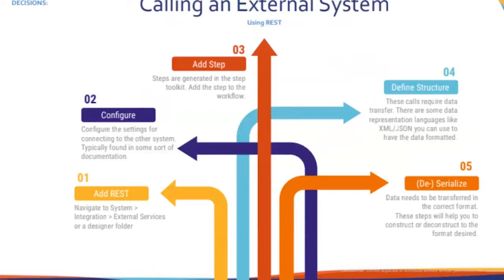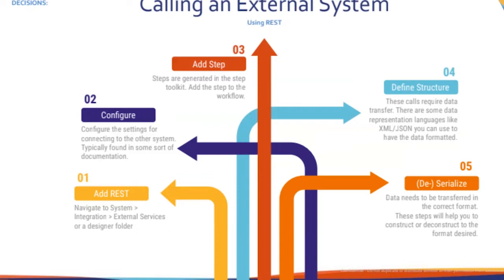When we're calling to an external system, there's about 5 different steps that we're taking along the way. So first off, we need to start by adding that REST method. Then we'll configure it, add a step into that workflow, define the structure, and then finally deserialize that.